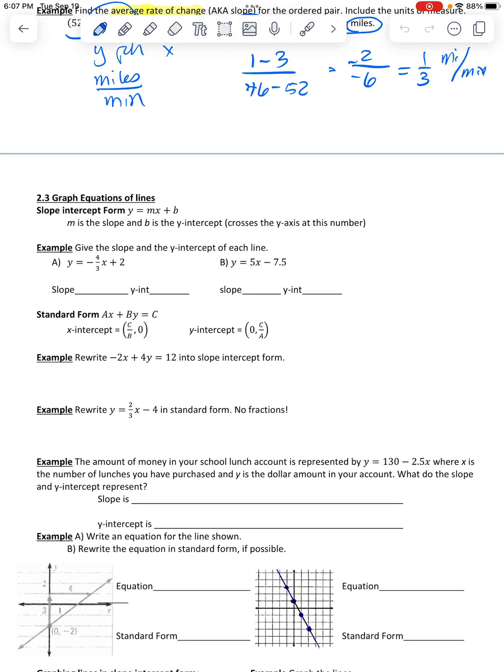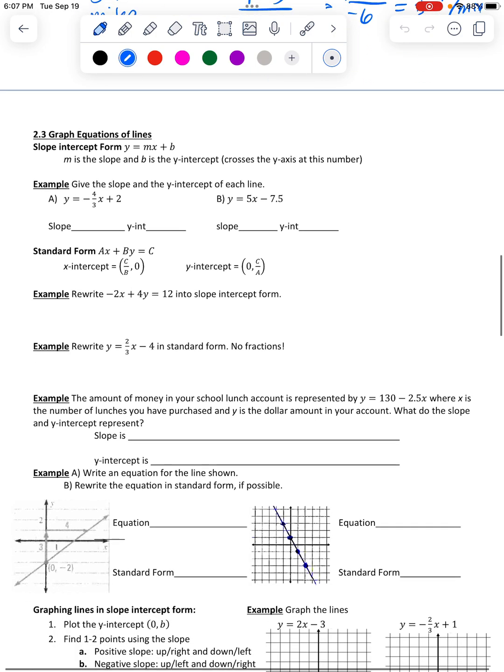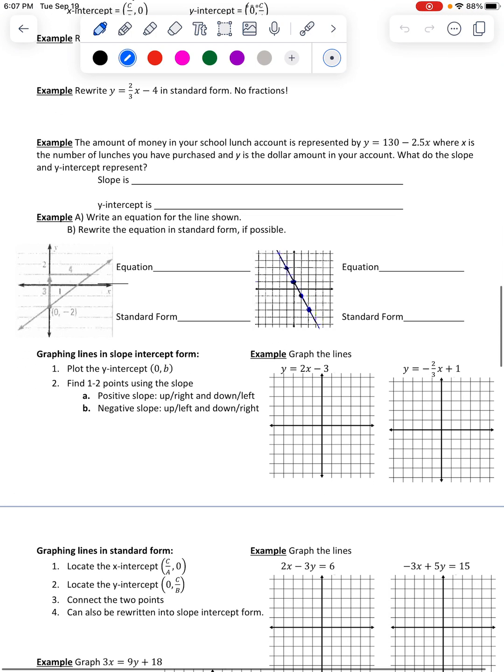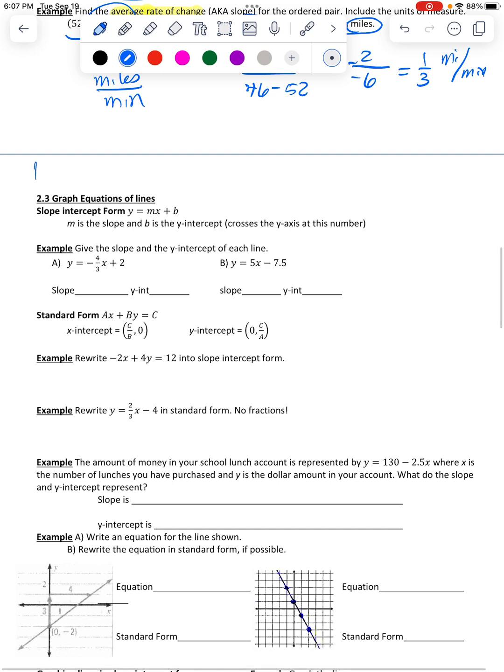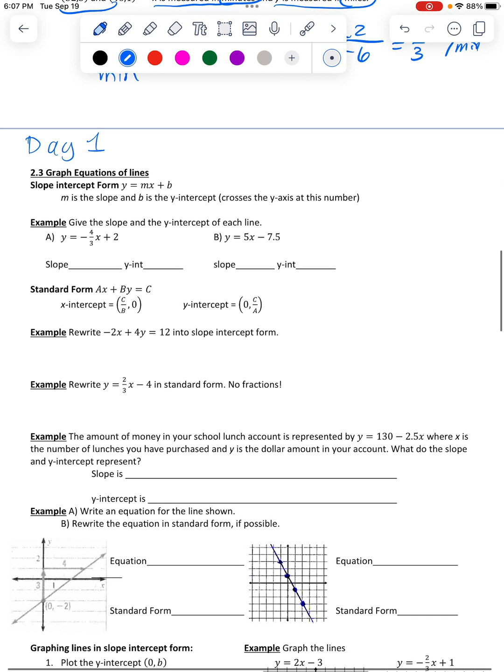Hello again. We are going to continue the fun with 2.3. I'm actually going to split this into 2 days. I don't know if your teacher did that or not, but I'm going to go up to here, and then I'm going to do this as a day 2 video. So if your teacher did all of it in one day, you're going to have the joy of watching 2 separate videos. So you're welcome for that.